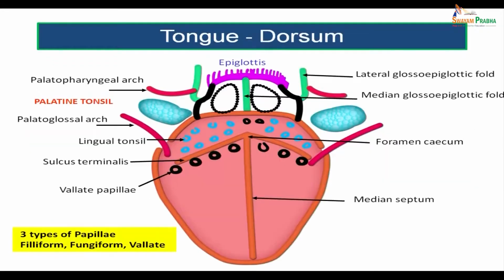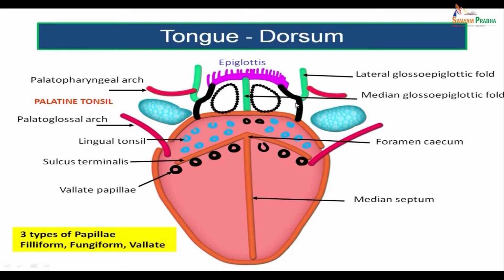Now, let us have a detailed look at the dorsal surface. This is the midline fibrous septum which divides the tongue into two parts, and this is the prominent sulcus terminalis. Look at this purple part, this is the epiglottis which is present in the pharynx, and you see this septum here extending from the back of the tongue to the epiglottis. This fold is called as the median glossoepiglottic fold.